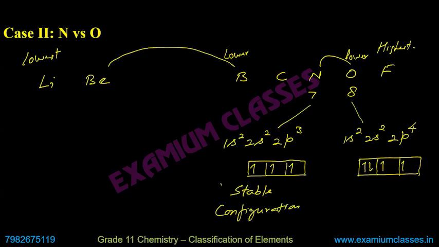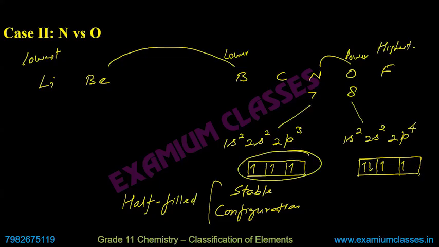Why? Because it is half-filled configuration. Yes. Half-filled configuration is more stable than other configurations. Fully filled configuration is more stable than other configurations. So because this one is more stable, it will require more energy to remove the electron. It will not be willing to change its state. It will try to maintain its state. If it is more stable, it will try to maintain that state. That's why we are saying it is stable, because it is not willing to change. So it will resist the removal of electron.